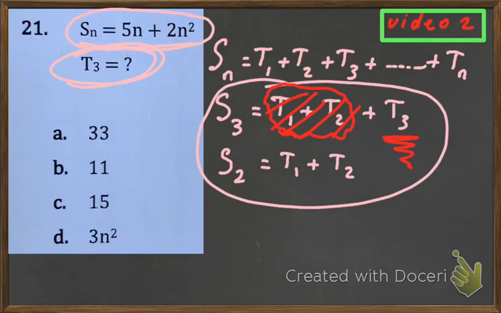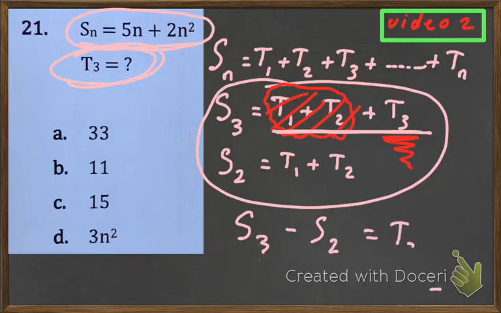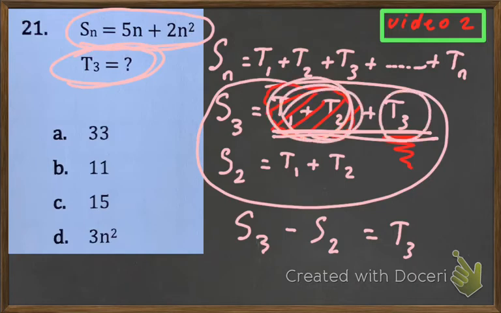Alright, so I will say again, if we take the sum of the first three terms, that is term 1 plus term 2 plus term 3, and from that we subtract the sum of the first two terms, that would be minus S2, that would leave us with the third term, term 3. And so that's exactly what we're going to do. S3 minus S2 is equal to T3.